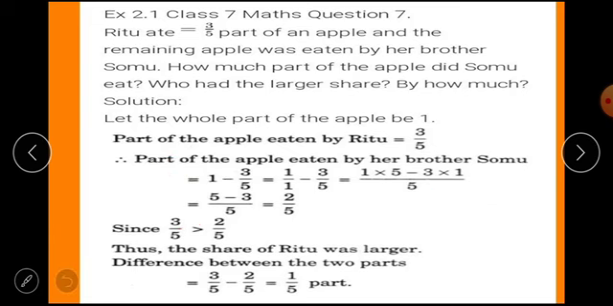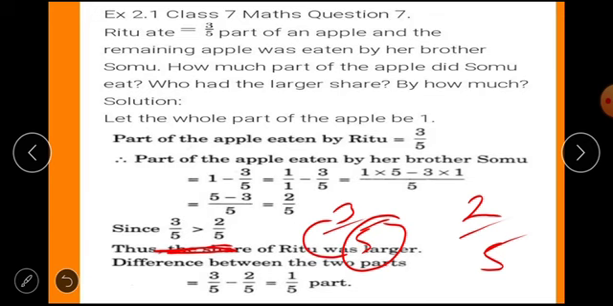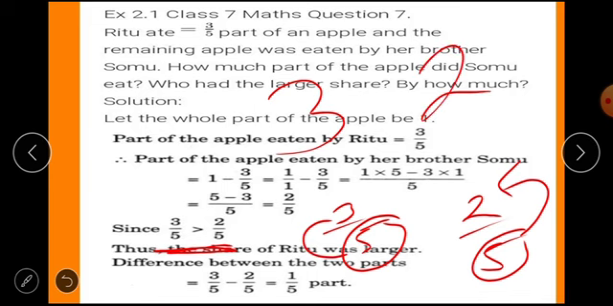So it means that now you can see that Ritu ate 3 upon 5 pieces, means total slices are 5 and Ritu got 3 slices, and her brother Somu got 2 upon 5, and total pieces here again 5, and he got only 2 pieces. So who ate the more? Ritu got 3 slices from 5 pieces of the fruit, and her brother got only 2 pieces. So it is very simple that Ritu ate the more apple.